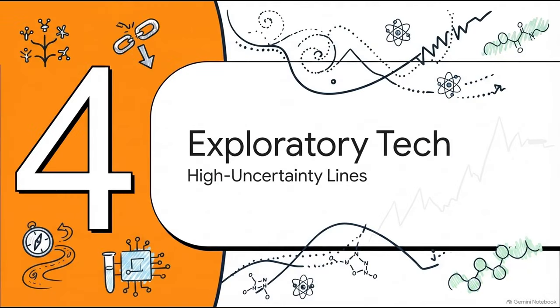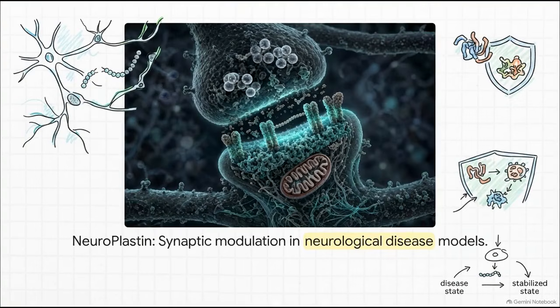Section 4. Advanced and Exploratory Technologies. We have 4 remaining programs in the portfolio, and these are kept around specifically for early de-risking or because they represent high uncertainty exploratory lines that push the boundaries of current science. Let's move on and see how this builds with neuroplastin.